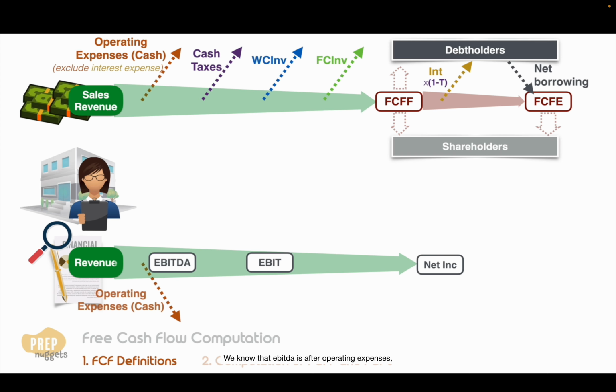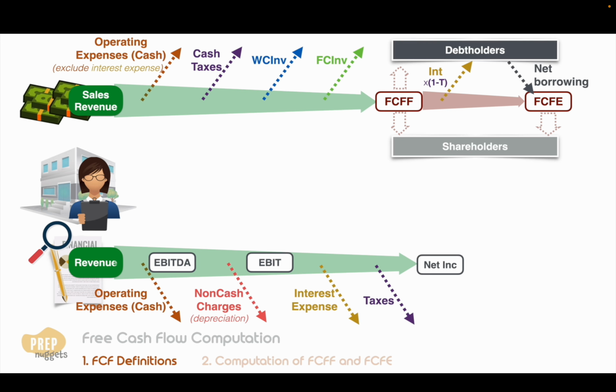We know that EBITDA is after operating expenses, but before depreciation and amortization, so this amount of operating expenses is approximately the same as the cash expenses. EBIT is after depreciation and amortization, which is for the bulk of non-cash charges. Net income is EBIT after interest and taxes.